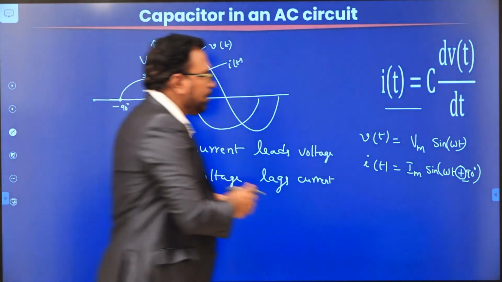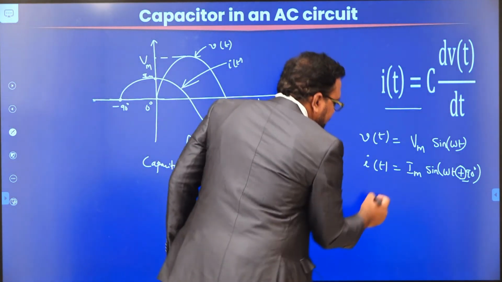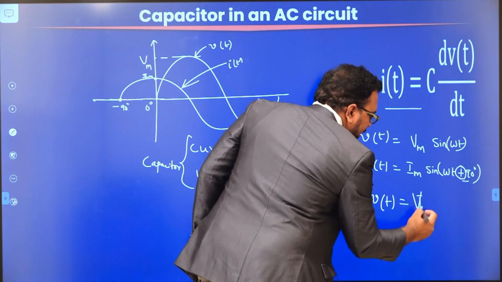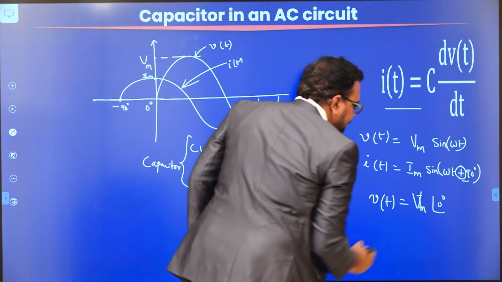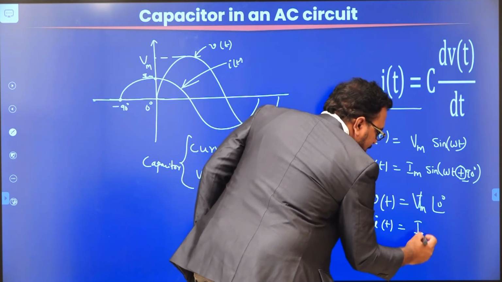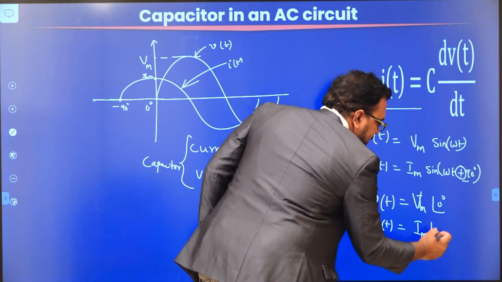Now how will you represent it in phasor notation? V of t in phasor can be represented as Vm at an angle of 0 degrees. And what about I of t? Im at an angle of plus 90 degrees.